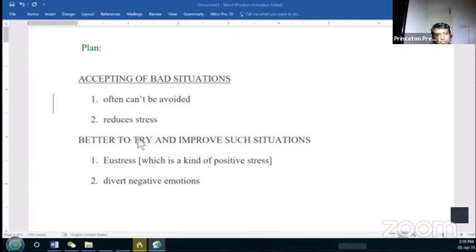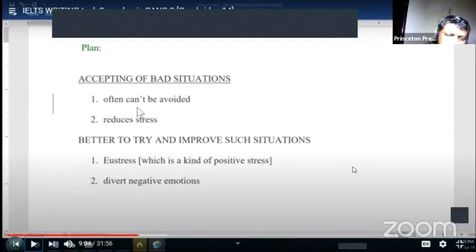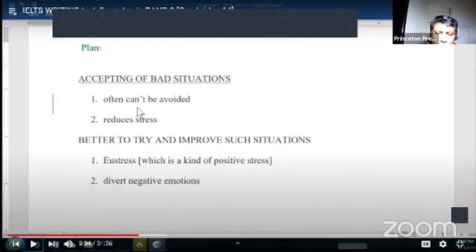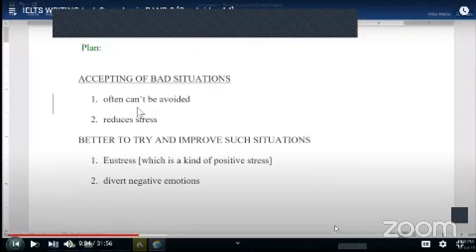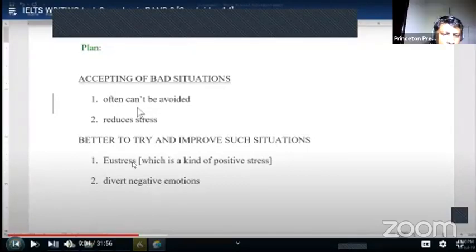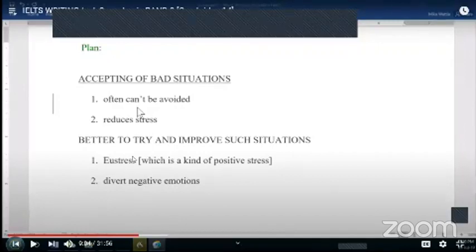Now, with the other side of the argument, that it's better to try and improve such situations, I've got two ideas again. The first one I've got is eustress. There are two pronunciations that I've heard for this word. And this is a kind of positive stress. Do you know this word, eustress? Have you heard this word before? Positive stress? Yeah, eustress. I didn't know that. No, I don't have. Okay, eustress is a positive stress.